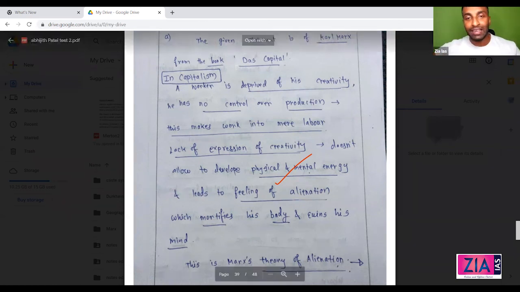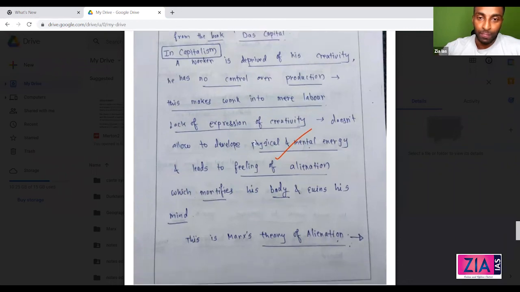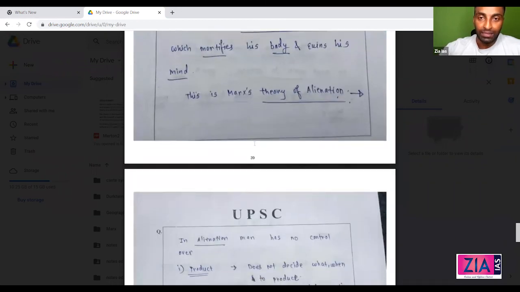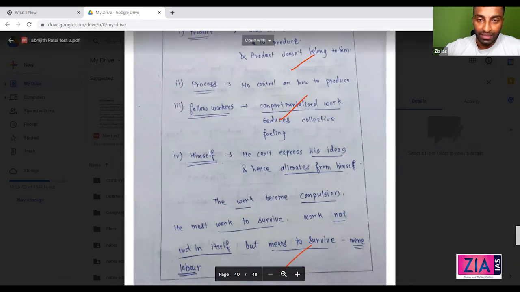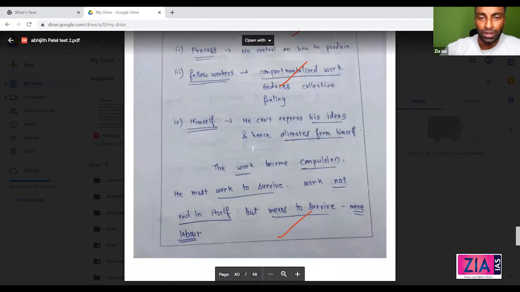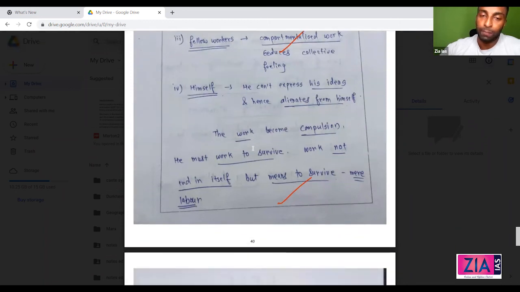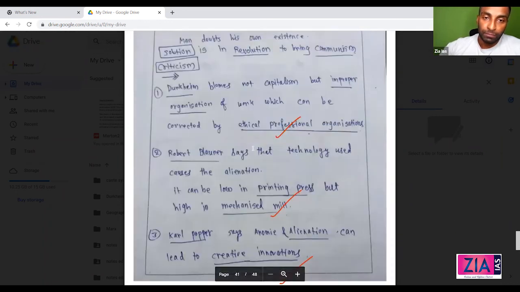So after explaining alienation, tell how he mortifies his body and ruins his mind, how he is working in capitalism and how it ruins his mind. This is a point which you can explain further. Alienation from self. And you can also talk about de-alienation, the concept given by Marx.